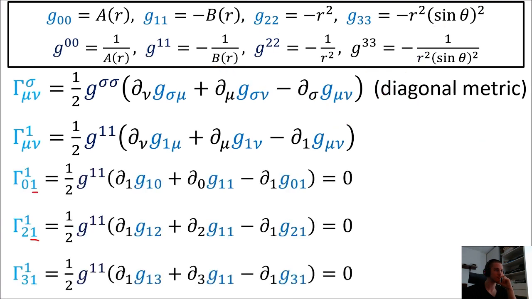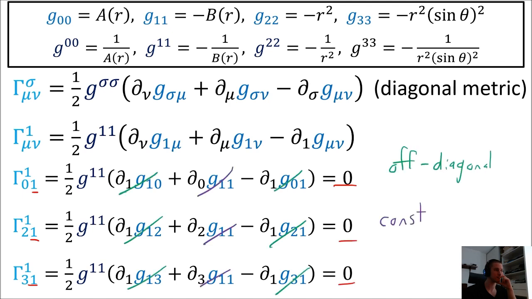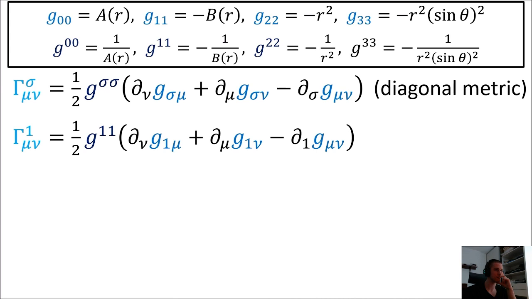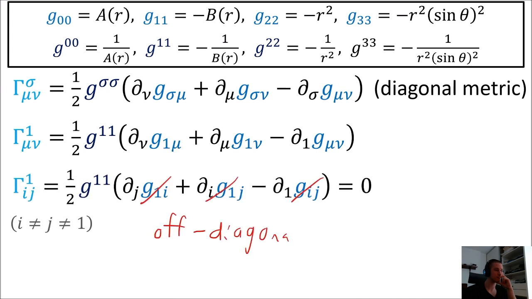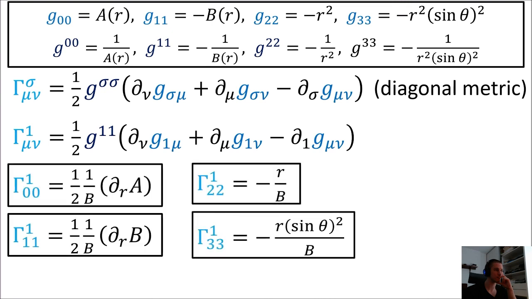When one of the lower indices is 1, all the coefficients go to 0, either because they're off-diagonal or constant with respect to a derivative. Any other mixed lower indices give all off-diagonal metric components, so they go to 0 too. So these are all the non-zero coefficients with 1 on top.